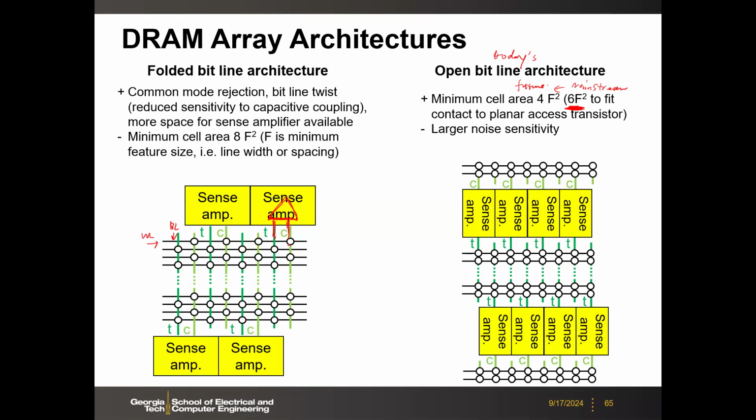But here you will notice that at this location, this cross point, you cannot have the DRAM cell. Why is that? Any idea? So if you have DRAM cells here, you cannot have DRAM cell here. You cannot, right? Why is that?